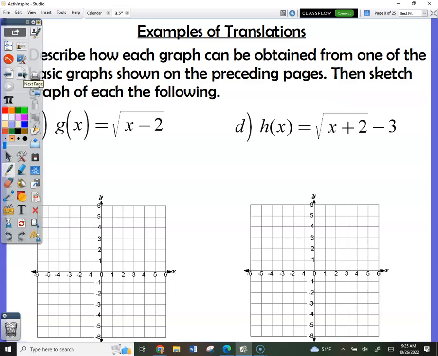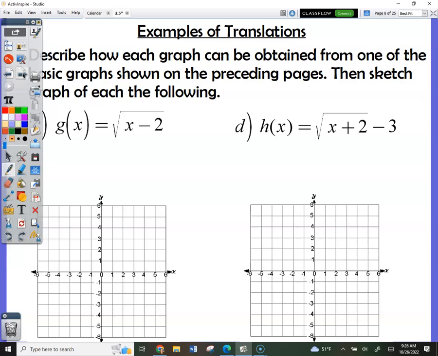What about that one? That's a square root. That's the square root function, and it's going right 2. What about this one? Left 2, down 3. You starting to get them?